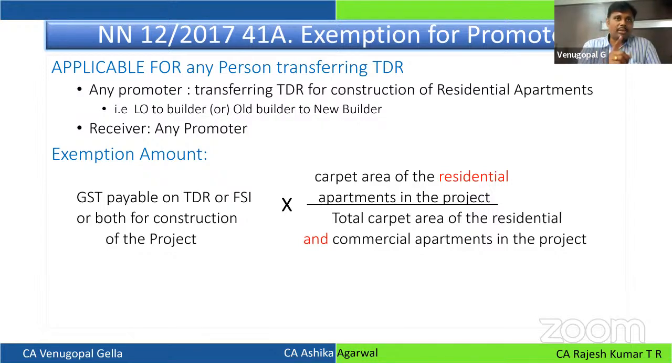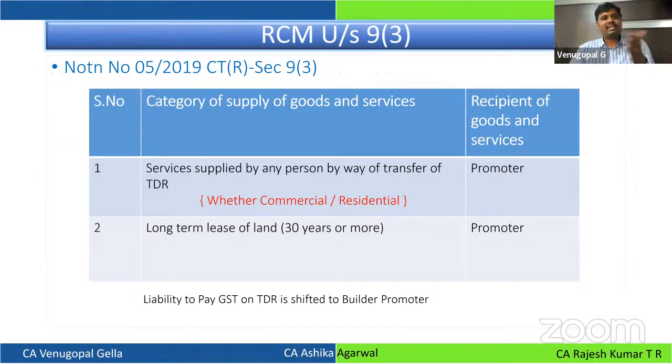So landowner promoter gets the exemption. The builder promoter has to pay tax. Now, where does that say? The taxation comes as a reverse charge in notification 5/2019, where 93 got amended.